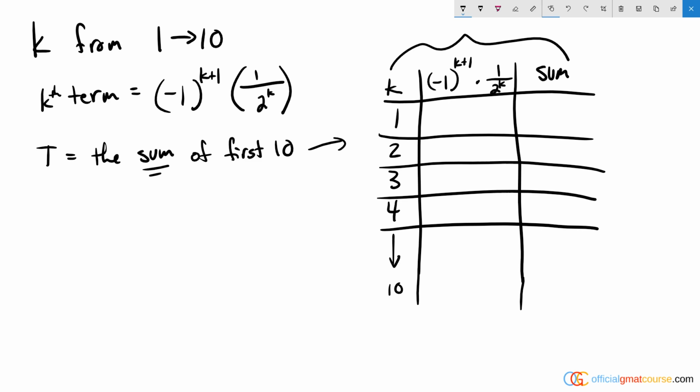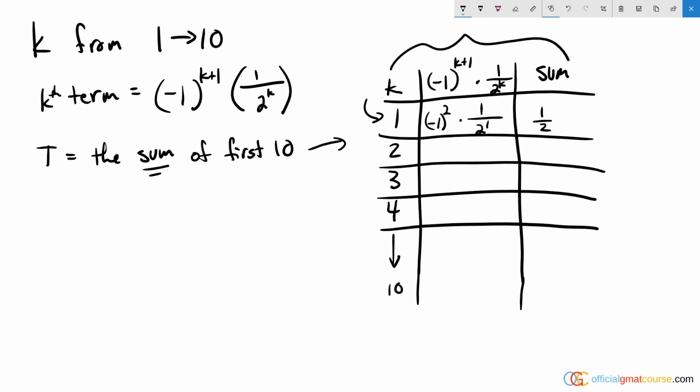So in this first column, if I plug 1 in for k, and remember, k is just the term, it's not the sum of the terms. So if I plug 1 in for k, I get -1 to the 2 power, which is going to become 1, times 1 over 2 to the 1, which is going to give me 1/2 as a result.